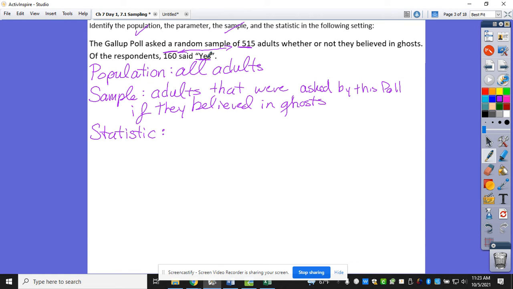I want the what. So what is my symbol for proportion for a statistic? So p hat equals 160 over 515. What is that as a decimal? Oh yeah, that's 0.3107. Do I have a parameter in this problem? No, it doesn't give me any numbers for the whole population. That's all it gave me.